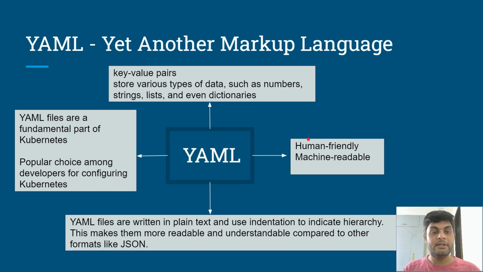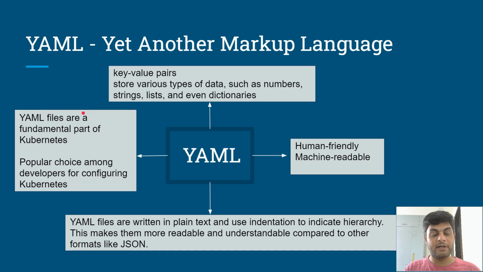A YAML file is a data serialization in the form of key and value pairs, where each key is followed by its value, and you can store various types of data such as number, string, list, and even dictionary in the YAML file. YAML files are written in plain text and use indentation to indicate the hierarchy. This makes them more readable and understandable compared to other formats like JSON and XML.